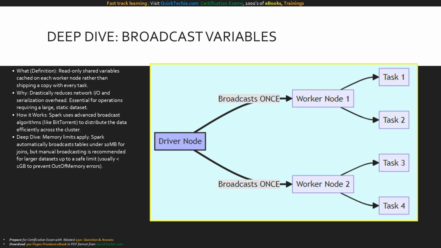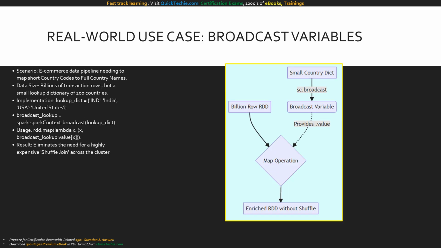Notice the difference here. The driver node broadcasts the data exactly once to worker node 1 and worker node 2. Then, tasks 1 through 4 simply read the data from their local worker's memory. This cuts down data transfer by orders of magnitude. Let's put this into a real-world perspective.